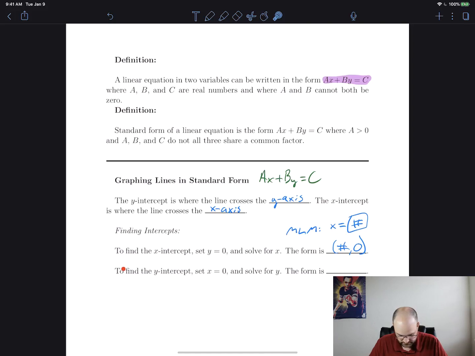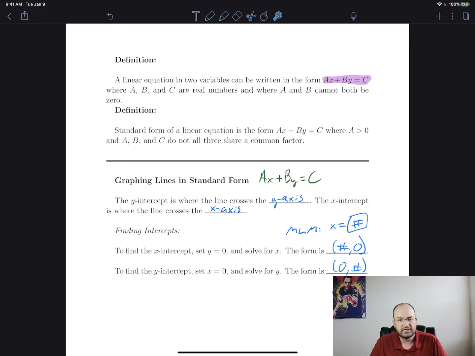As for the next one, to find the y-intercept, set x equal to 0 and solve for y. So set x equal to 0, solve for y. The form is 0, comma some number. And again, it would just say y equals some number, and you would just type in that number.